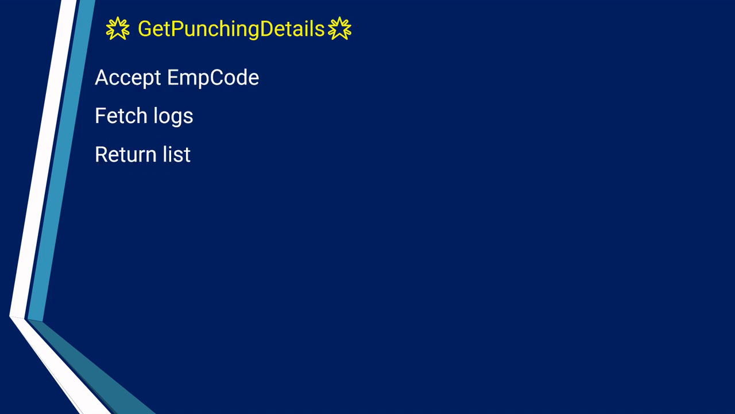The punching details API accepts an employee code, fetches all attendance logs for that employee, and returns them as a list. This is essential for attendance tracking and reporting.